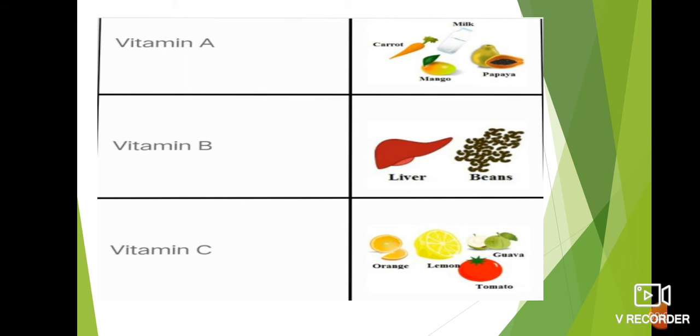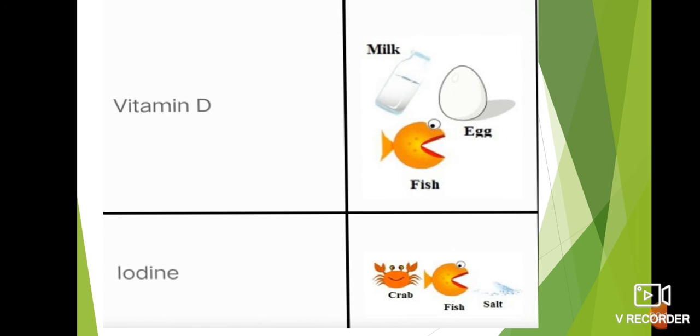Carrot, milk, mango, papaya contain vitamin A. Liver, beans contain vitamin B. Orange, lemon, tomato, guava contain vitamin C. Milk, egg, fish contain vitamin D. By exposing our skin to sunlight, our skin itself generates vitamin D. And as a supplement, we also take milk, egg and fishes.